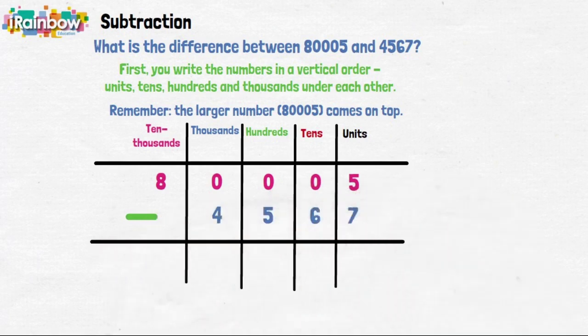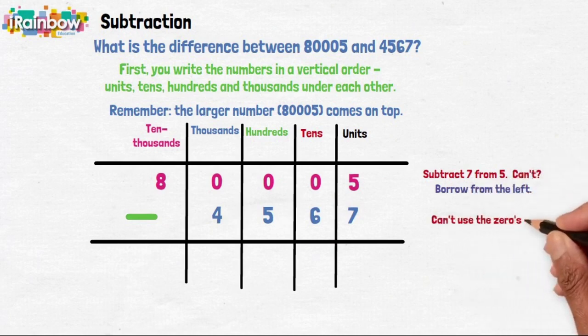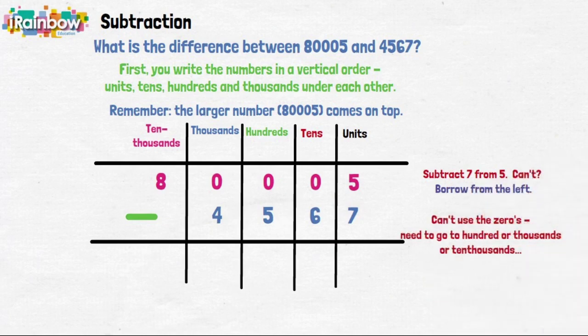Let's take 7 away from 5. In this case, we can't because 7 is bigger than 5. So normally, we would borrow 1 from our neighbor to the left, which is the tens column. But it also has nothing. The same goes for the hundreds column, and the same goes for the thousands column. So we are going to borrow 1 from the 10,000s column.